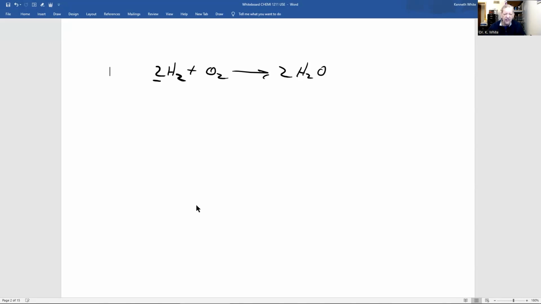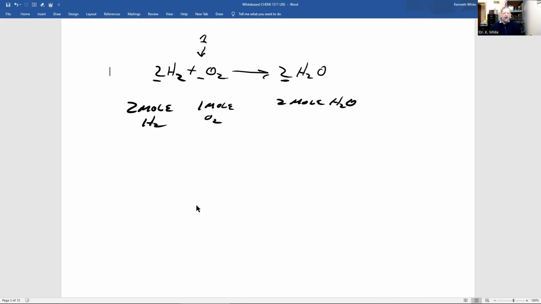Now the coefficients are the number in front of the formula. When there's no number, that means it's number one. And here's probably one of the most important things I know in all of chemistry. What this really means is 2 moles of hydrogen react with 1 mole of oxygen to make 2 moles of water.